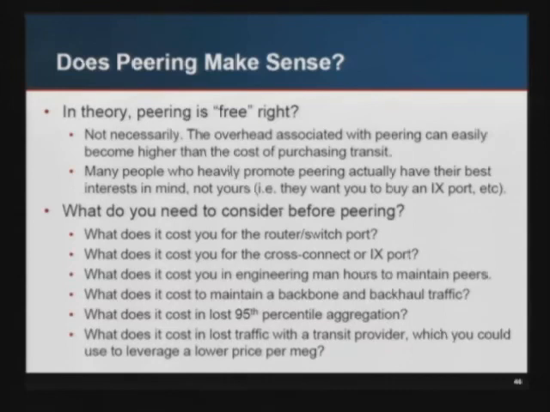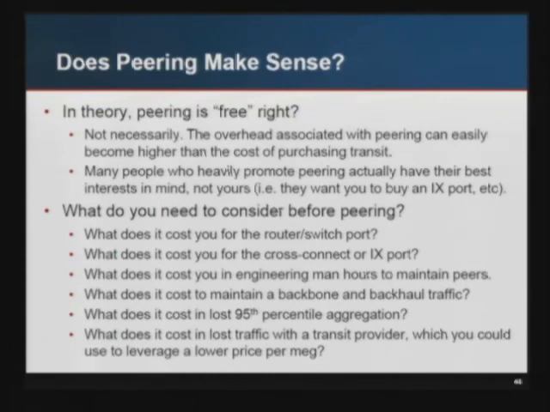You need to consider when you peer, what does it actually cost you for that router or that switch port? What does it cost you for that cross connect? What does it cost you in engineering man hours to configure and maintain those peers? What does it cost you when there's an outage and you have to wake someone up in the middle of the night to work on them? What does it cost you to maintain a backbone and to backhaul traffic that you might not have to do if you just bought transit? What do you lose in 95th percentile aggregation?